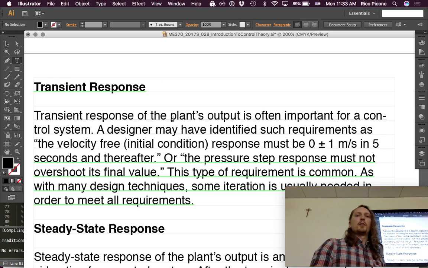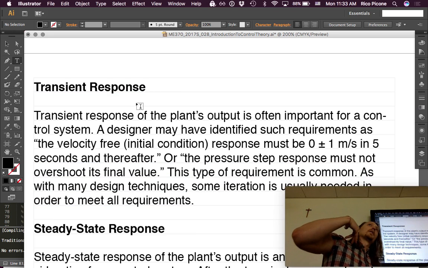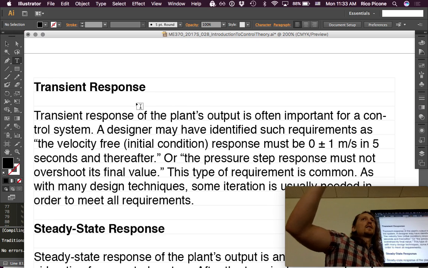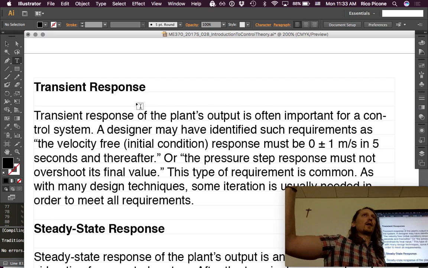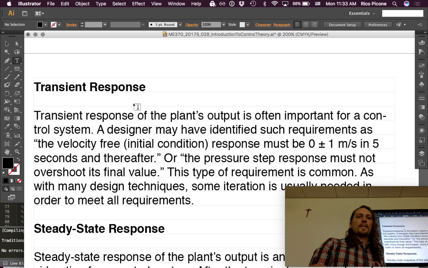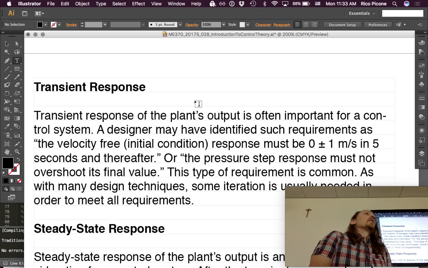So it's the plant's output. Transient response of the plant's output is often important for a control system. It's the response from when you specify the set point to be 70 degrees. It's how it goes from 66 to 70 degrees. That's the transient response. A designer may have identified such requirements as the velocity free response or initial condition response must be, say, 0 plus or minus 1 meters per second in 5 seconds and thereafter, for instance. That could be something that's required, and that's a transient response requirement.